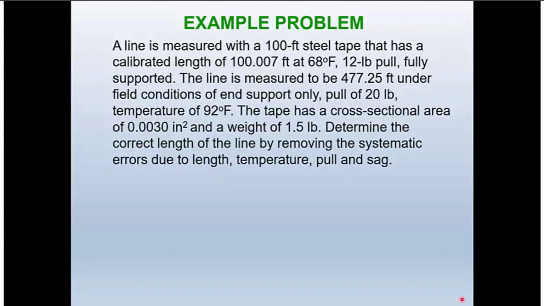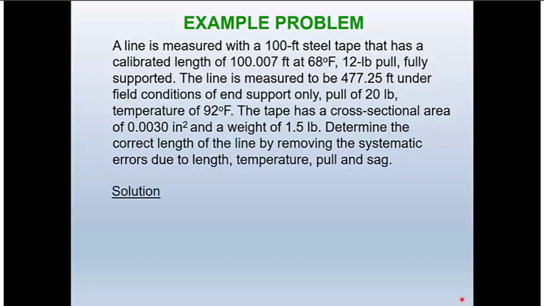The field observation was 477.25, and the field conditions were end support only, sag, pull of 20 pounds, so pull correction, temperature of 92 degrees Fahrenheit, temperature correction. The tape has a cross-sectional area of 0.0030 inches squared and a weight of 1.5 pounds. Determine the correct length of the line by removing the systematic errors due to length, temperature, pull, and sag.